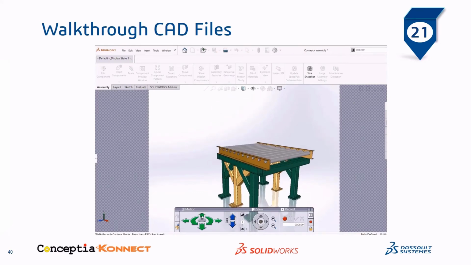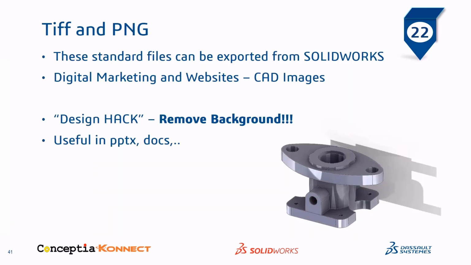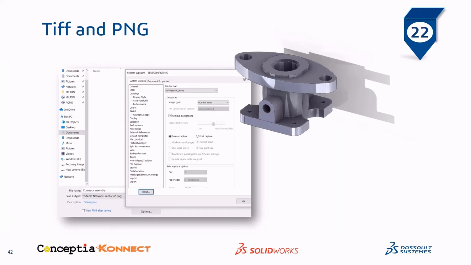Number 22. TIFF and PNG. Well, who said we cannot export image files? We can save our 3D models as TIFF and PNG formats for image editing, digital marketing, and to post new launches on the company websites. These are very helpful in project presentations as well. Just File, Save as TIFF or PNG.